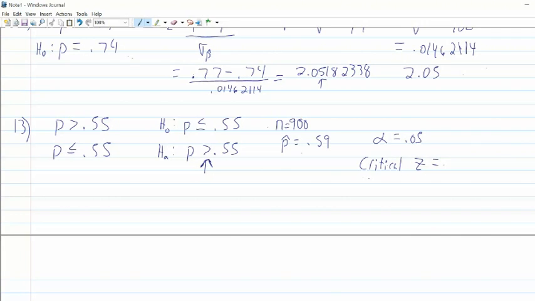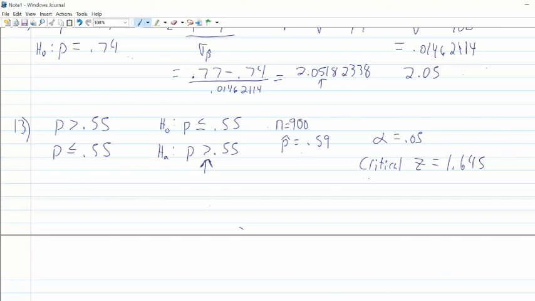is going to be equal to, I believe you get 2.41. I'm sorry. Let's see, not 2.41. You get 1.645. All right, so you already have the critical z. We need the test value.